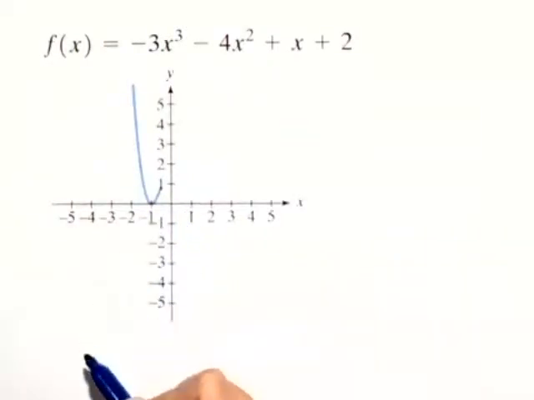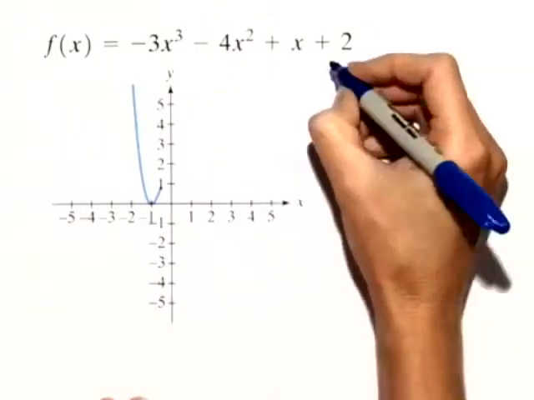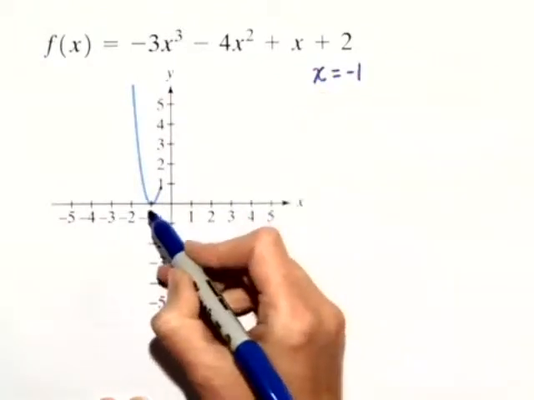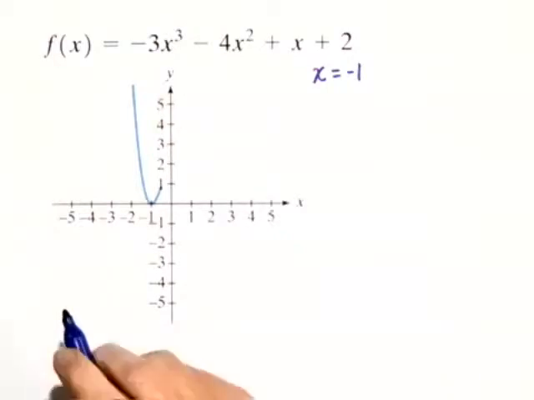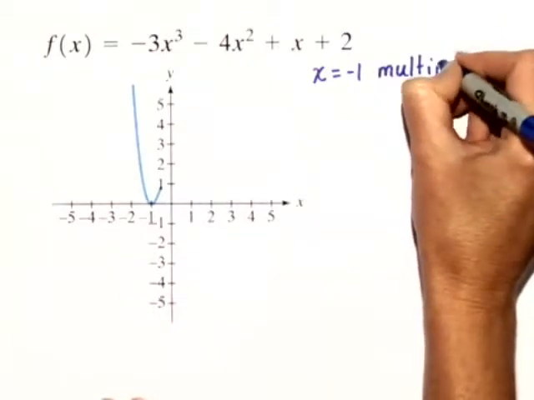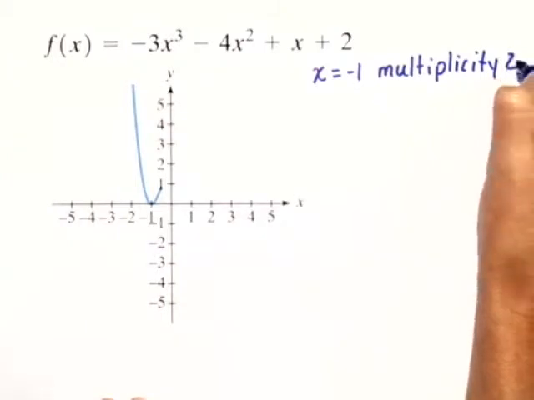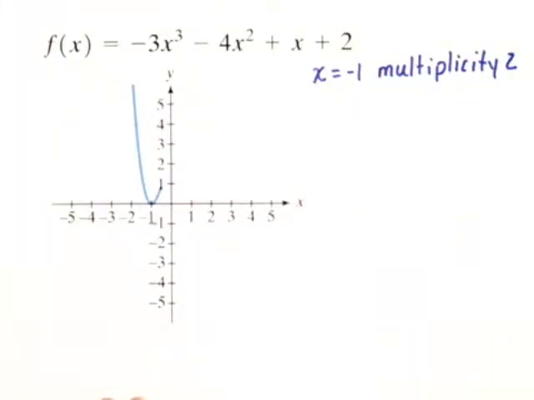We have an important part, though, because we can see that we have an x-intercept of negative 1. And we also see that the graph just touches the x-axis at negative 1. That means that x equals negative 1 is a zero of multiplicity 2. So we can use synthetic division to help us find the other zeros.